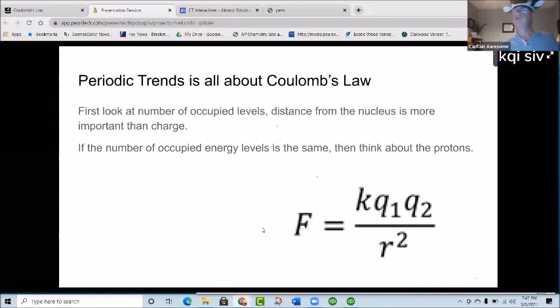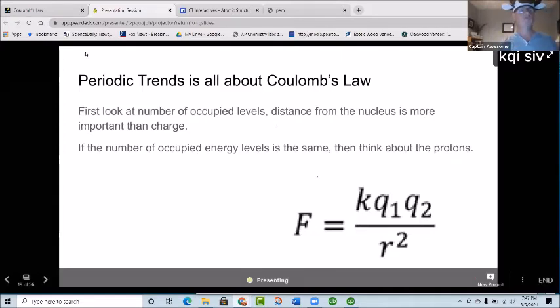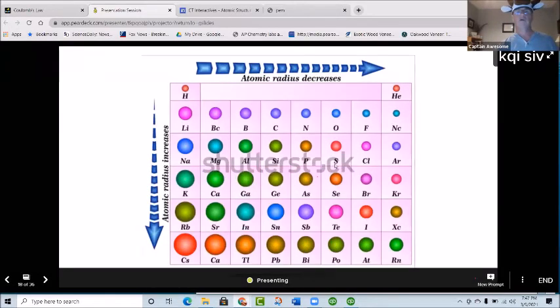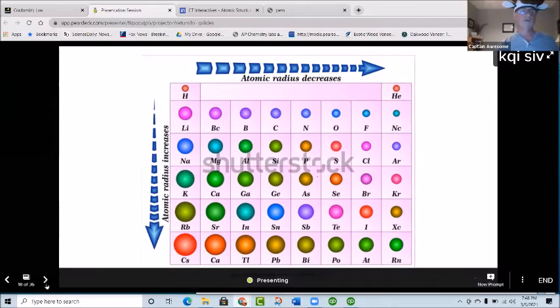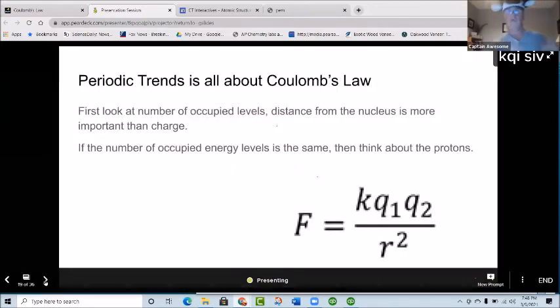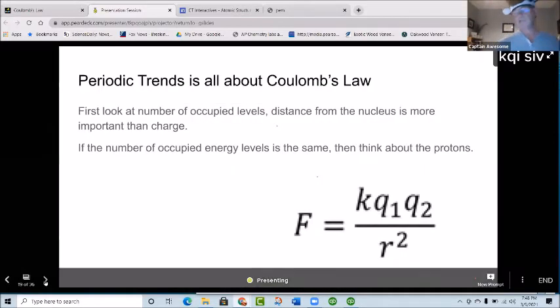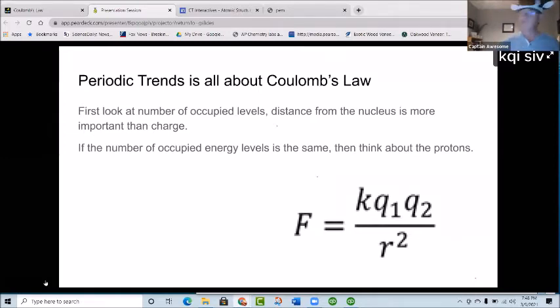But what happens when two things are in the same row? For example, oxygen and fluorine. Well, they both have two layers of electrons. They both have electrons in the 2s and the 2p. So how do we decide when they're both in the second energy level? That's when it comes down to protons. Protons have a positive charge and their job is to attract electrons. So the more protons you have, the more pull on those electrons you have.